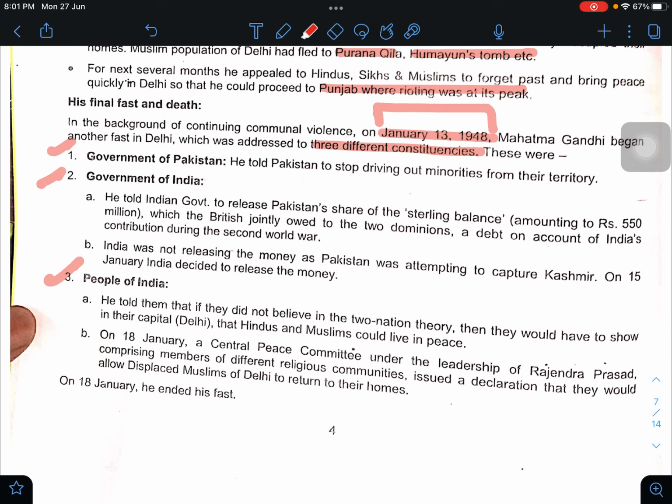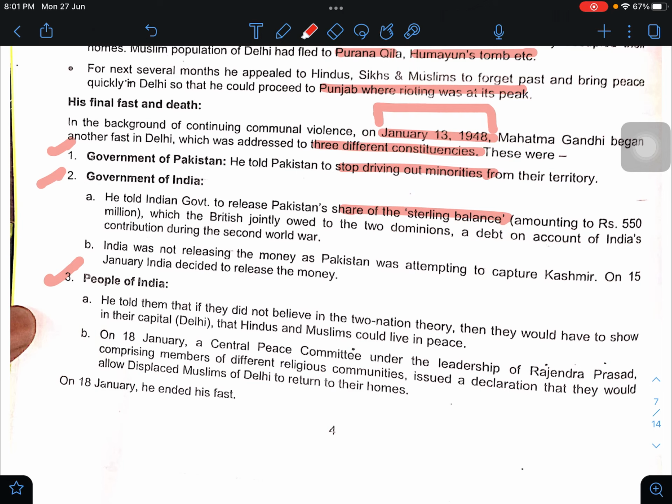What was his message to the government of Pakistan? He told Pakistan to stop driving out minorities from the territory. He told the Indian government to release Pakistan's share of the sterling balance, which the British jointly owned to the two dominions, a debt on account of India's contribution during the Second World War.